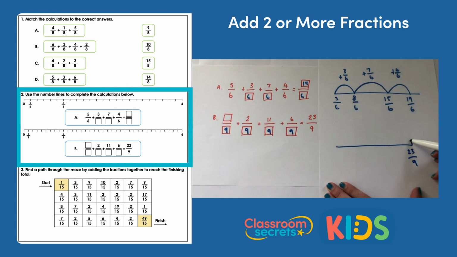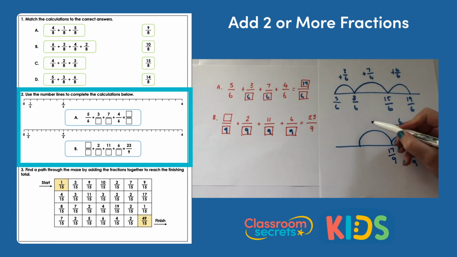So I'm going to start at 23 ninths. I'm then going to count back by 6/9. Whoops, 6/9. And that would take me to 17/9. Then check my next number. And of course, on your number line, which goes up in increments of 1/9, you would need to find 23/9 and then use the increments to help you count back.